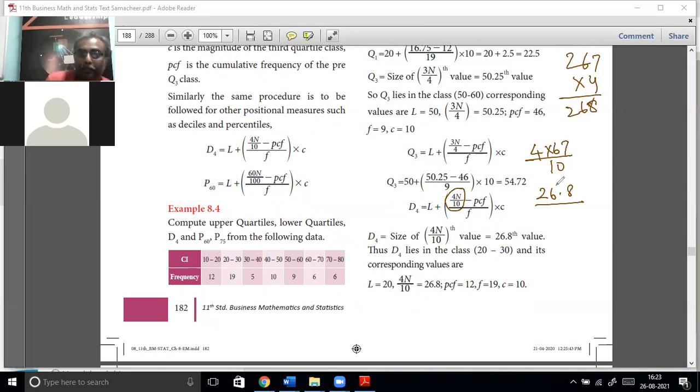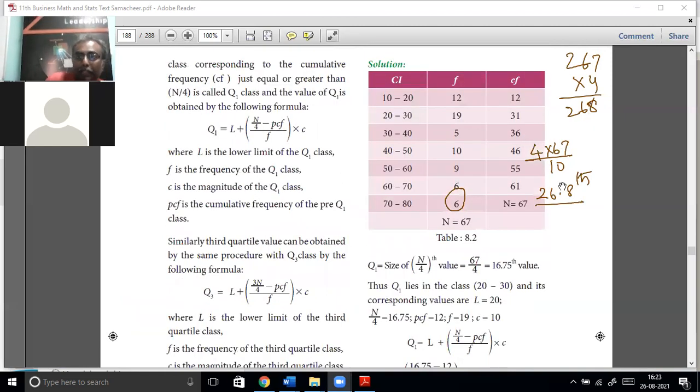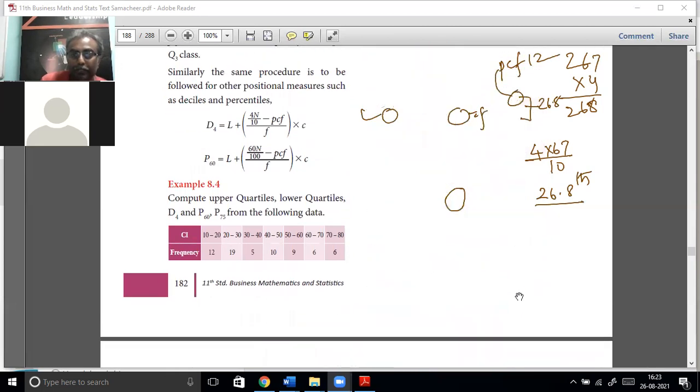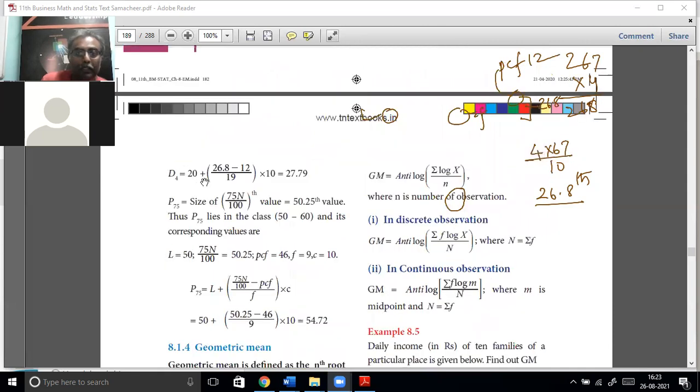So D4 is the 26.8th value. You have to go and find out where the 26.8 value is. It is lying between 12 and 31. 26.8 is here. That means L is equal to 20, F is equal to 19, PCF is equal to 12. So for the 26.8 value, PCF is 12, F is equal to 19, C is equal to 10.